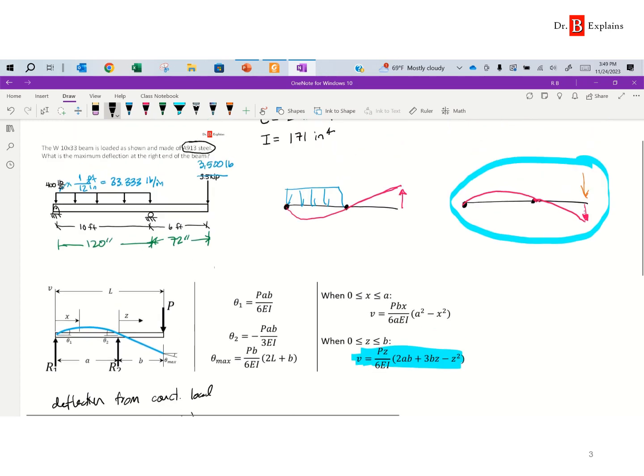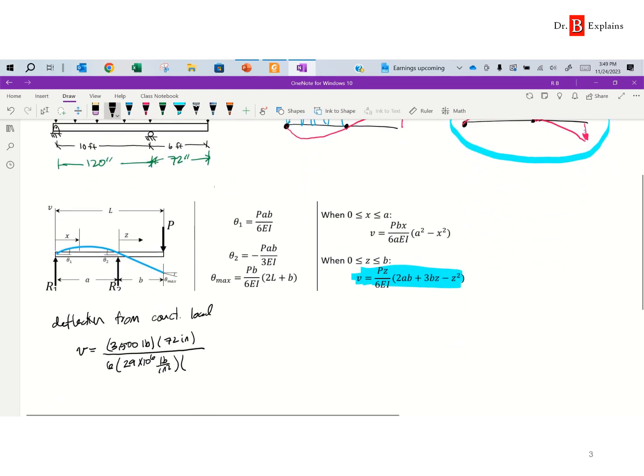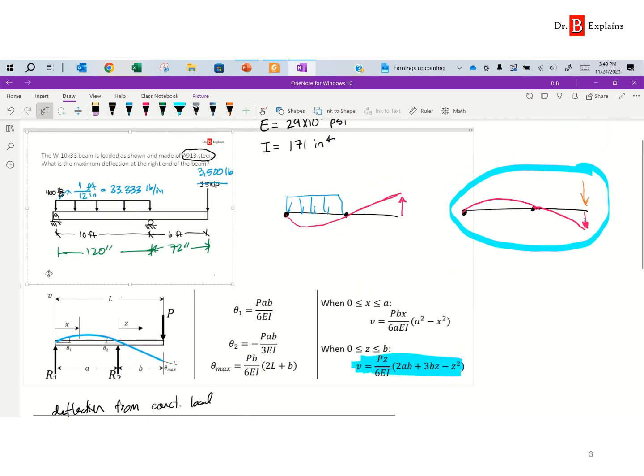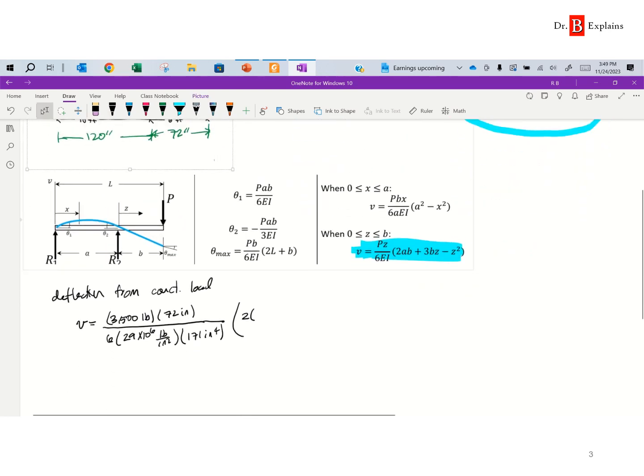which was, let's check again, 171 inches to the 4th power, and then times this here in parentheses. In parentheses, we have the number 2. Next is little a, where little a is the distance between the supports. So that's 120 inches. And next is b, and b is the distance of the overhang portion. So that one was 72 inches.